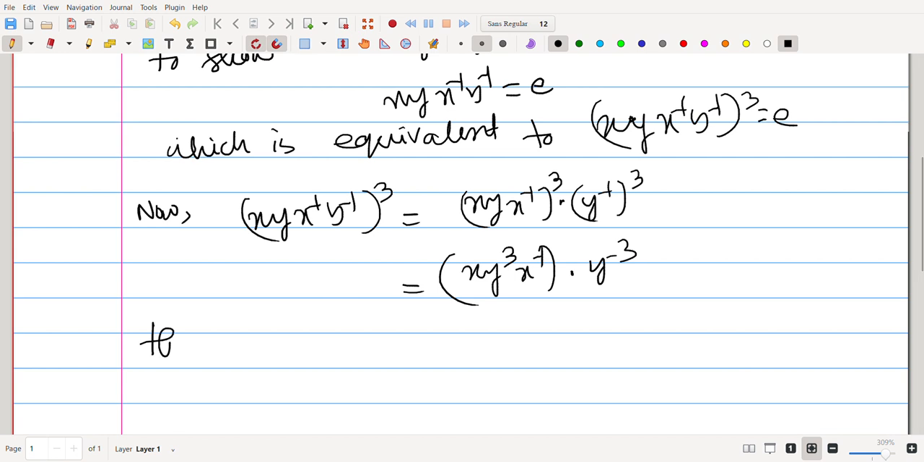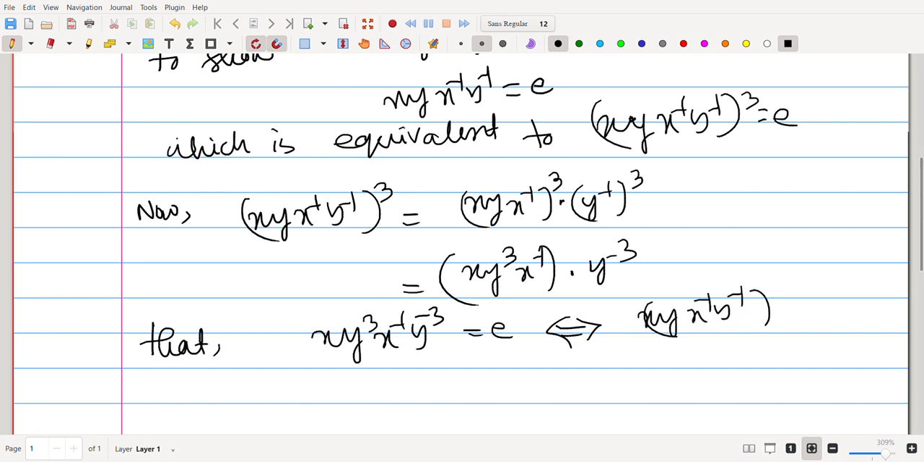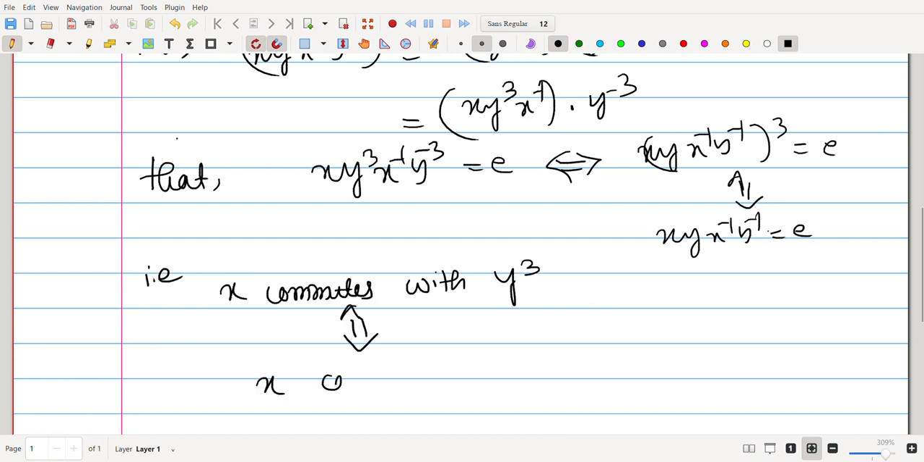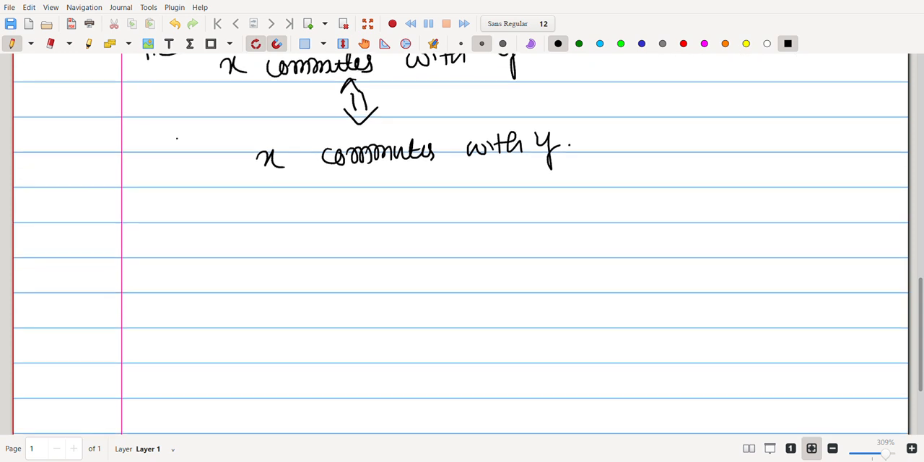That means x y cube x inverse y power minus 3 is identity if and only if (x y x inverse y inverse) cube is identity, if and only if x y x inverse y inverse is identity. That means x commutes with y cube, and x commuting with y cube is equivalent to showing x commutes with y. Right?